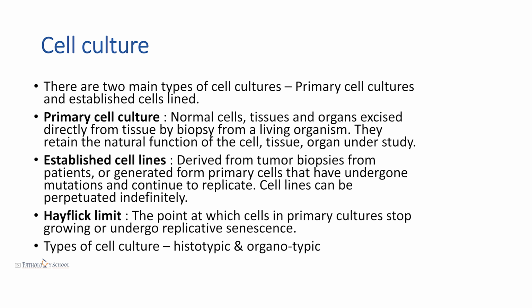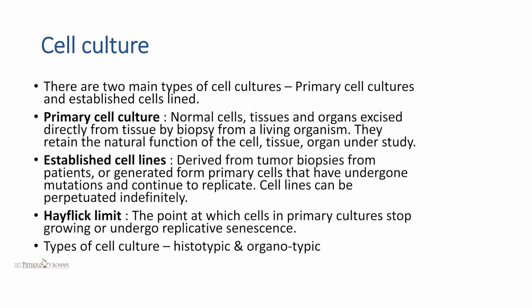Now cell culture. Cell culture is basically just like tissue culture, only the amount of the tissue is less, less than 1 millimeter of the biopsy is used, and individual cells are used to create more cells. Now cell culture is of two types: primary cell culture and established cell lines. So primary cell cultures are tissues and organs which are excised directly by biopsy from a living organism, and they retain the natural function and all the natural properties of the cells, and then they are used to further produce or culture further cells.